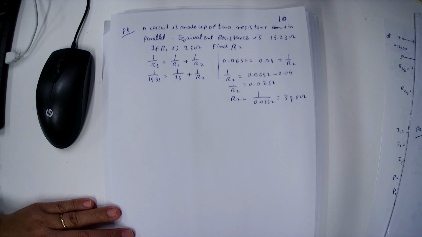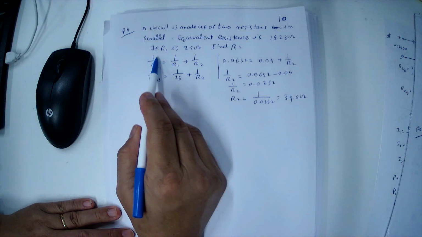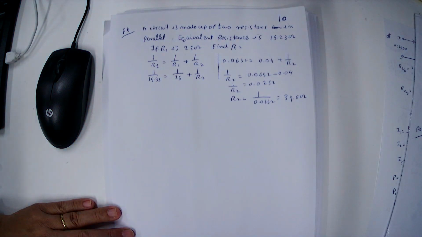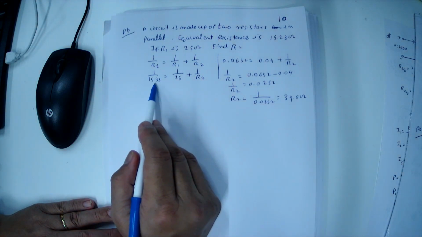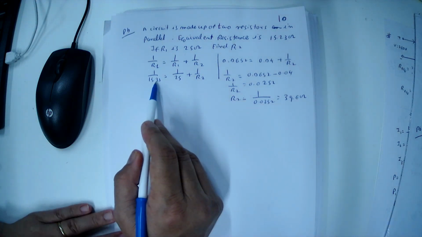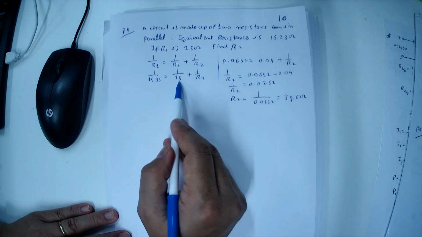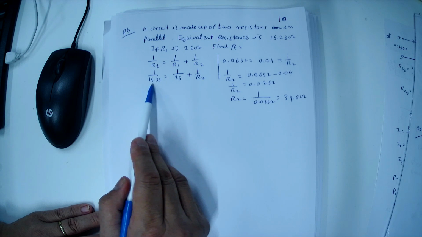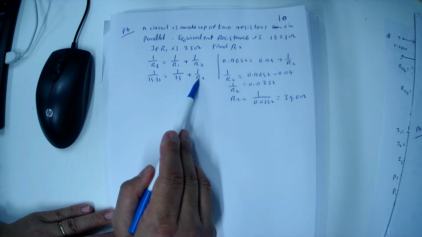For the parallel connection, we write the equation 1 by RT equals 1 by R1 plus 1 by R2. In this case, RT is 50.33, so we substitute 50.33, and R1 is 25, so we substitute 25. Therefore, 1 by 50.33 equals 1 by 25 plus 1 by R2.